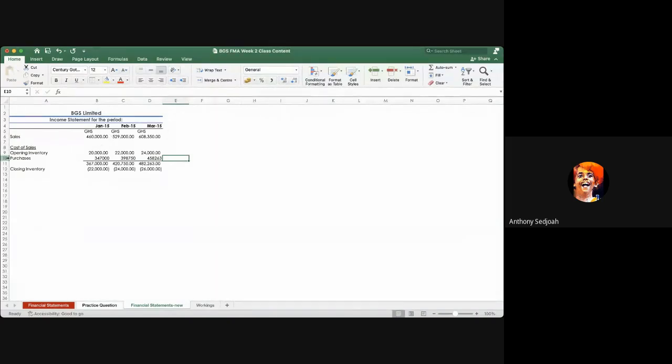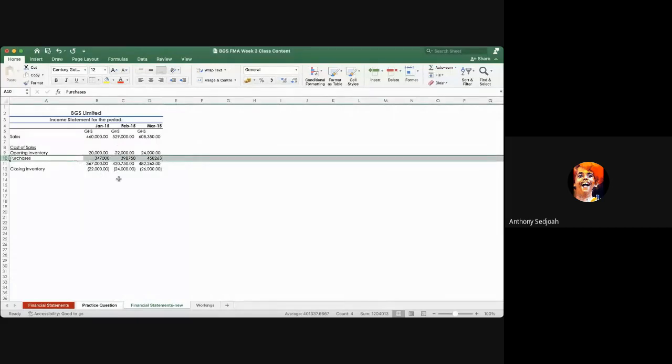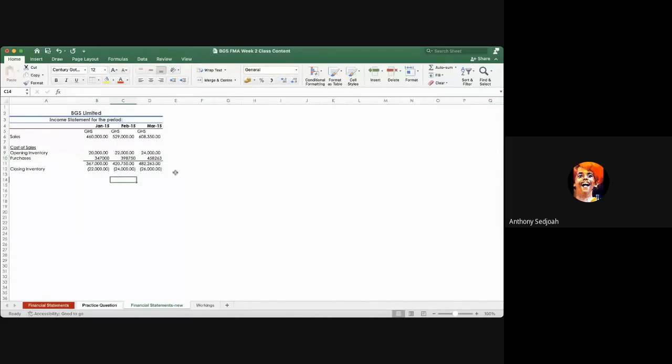Okay, so the formatting for the purchases looks a bit different. Do you notice that it doesn't have the comma separator there? What we can do is either highlight and then apply the formatting like this, or let me undo it. I'll use the format painter.